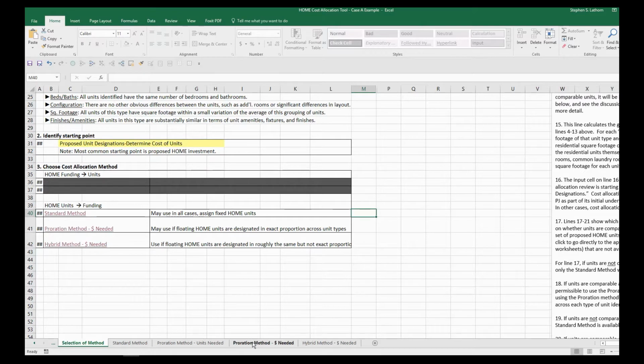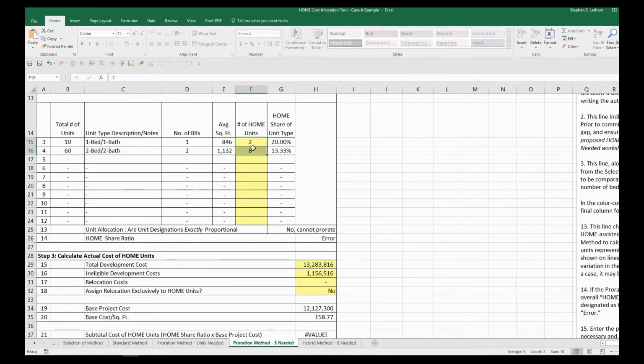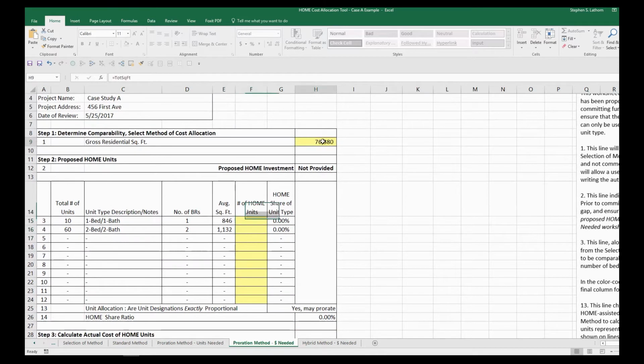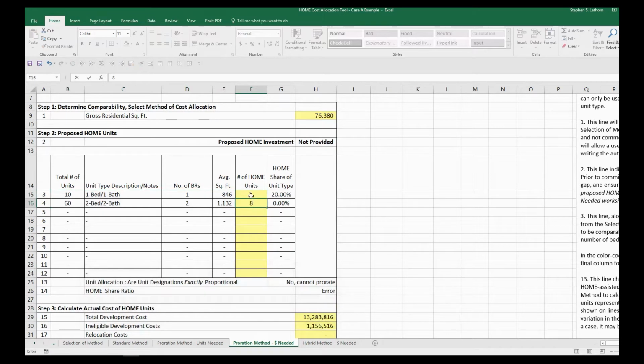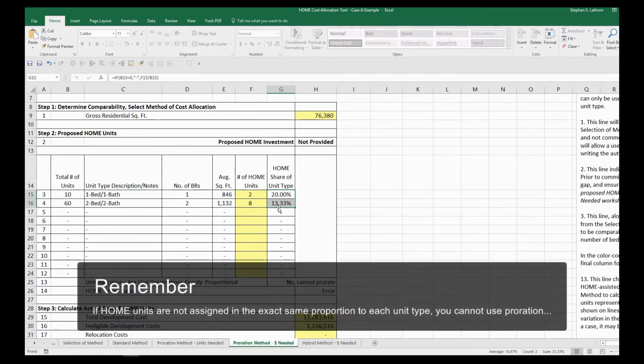So we're going to go over here to the proration method for a moment and take a quick look. And what I'd like to do is show you again, this information pulls over. The overall residential square footage has pulled over. This information is pulling over from the selection of method page. And what we're trying to figure out is, can we prorate? And so we have 10 units. Let's say that we're going to use 2 of the 1 bedrooms and 8 of the 2 bedrooms. The question is, can we use the proration sheet? In this scenario, we can't. What's going on, in order to use the proration sheet when going from units to dollars, is the units need to be designated in exactly the same proportion across each unit type.